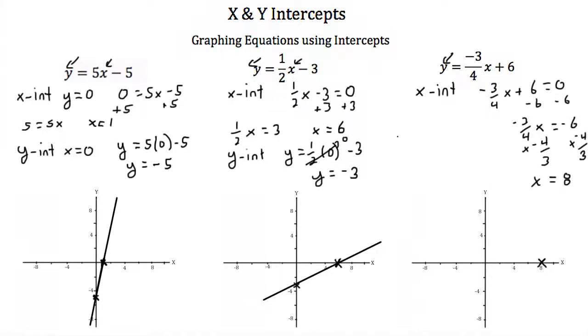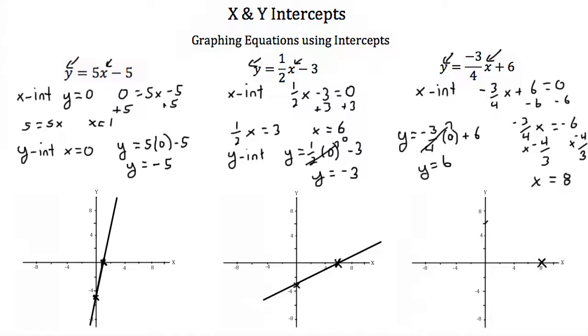Now let's do our y-intercept, which happens when x is equal to 0. So we'll get negative 3/4 times 0 plus 6. This all goes to 0. So our y-intercept occurs when y is equal to 6.